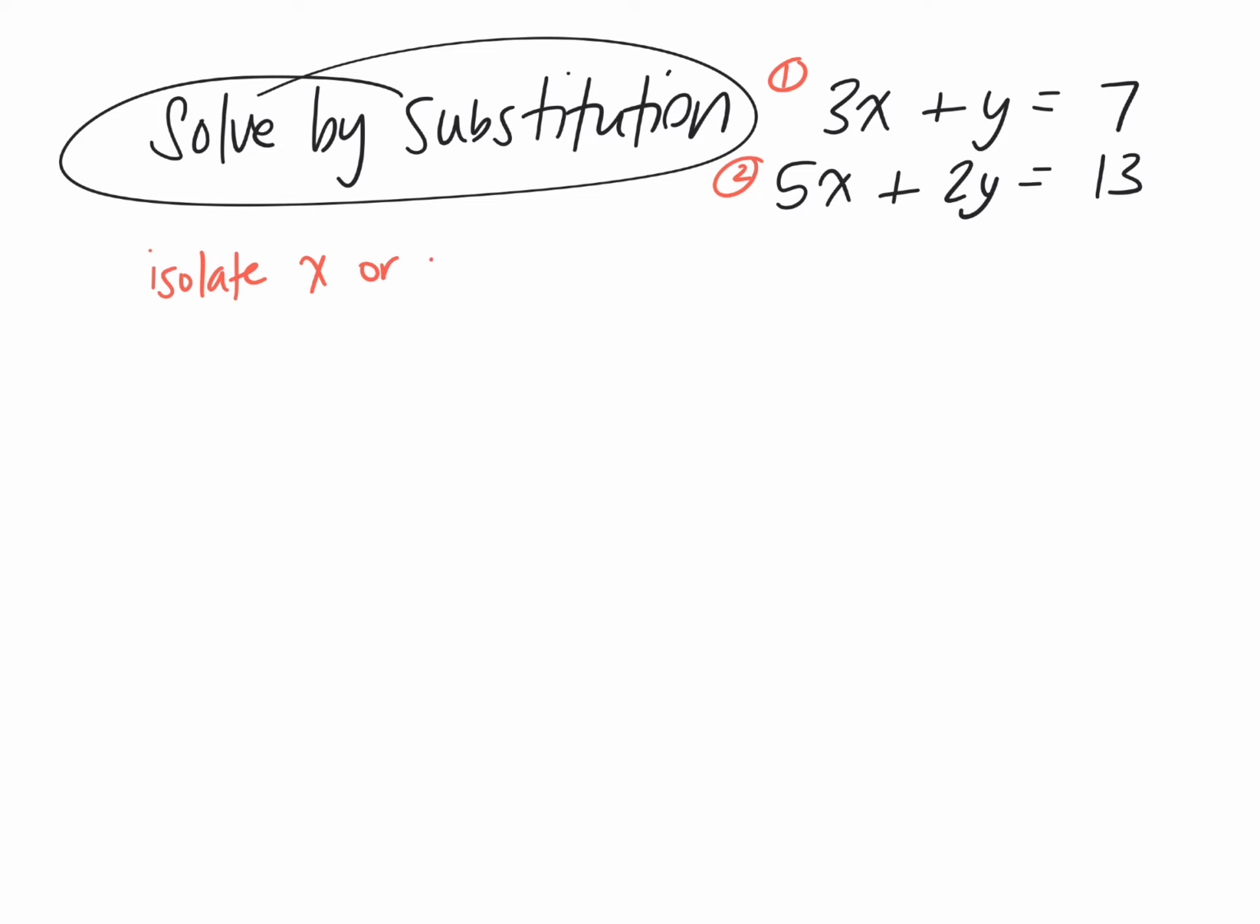Isolate x or y in either of the equations. Well, look at the two equations. Which equation should I pick to isolate a variable? Equation 1 or equation 2? Equation 1. Yeah, why? Because the y is way easier to isolate. Y does not have a coefficient other than 1.